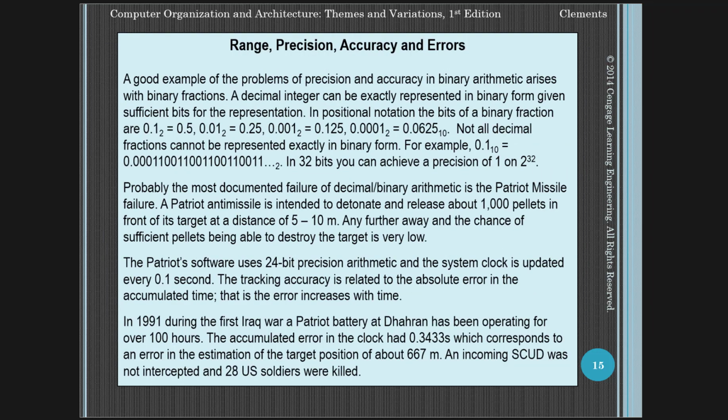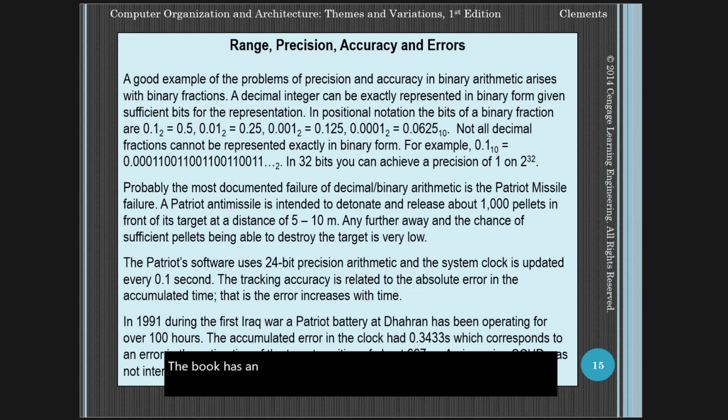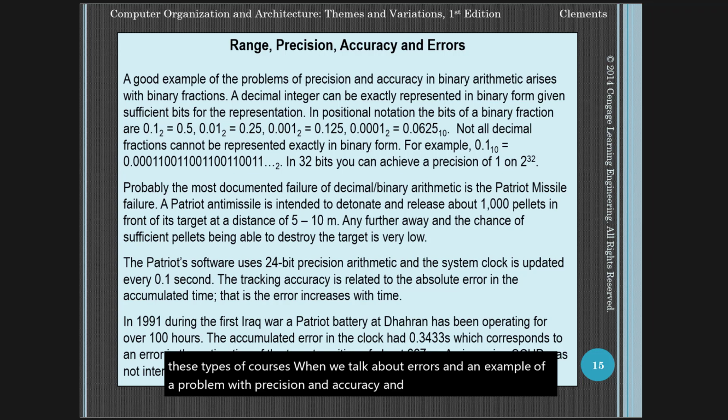The book has an excellent example. This one is used quite often in these types of courses when we talk about errors and an example of a problem with precision and accuracy in binary arithmetic. So this often arises with binary fractions. A decimal integer can be exactly represented in binary if you have a sufficient number of bits for the representation, right, a sufficiently large enough range.